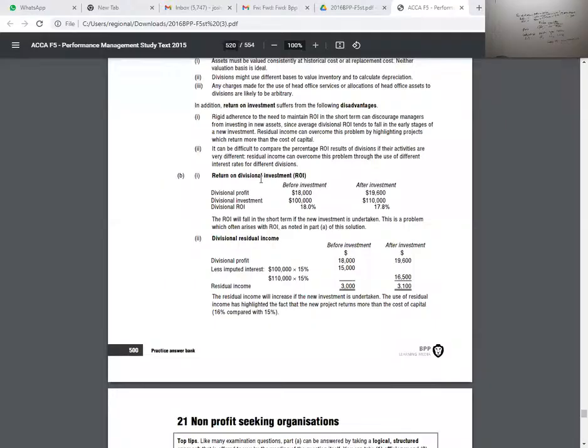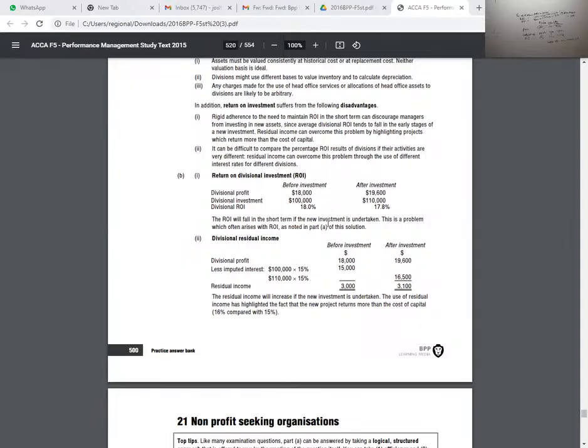19,600. I can see they got 17.8. How come you gave me 17.4? I can see they have 17.8 as the after-investment ROI. Are we the ones who are wrong, or are they? ACCA can't be wrong. 19,600 divided by 110,000. Oh, it is 17.82. Yes, thank you very much. Sorry for that. Please correct it if you had written my figure there.